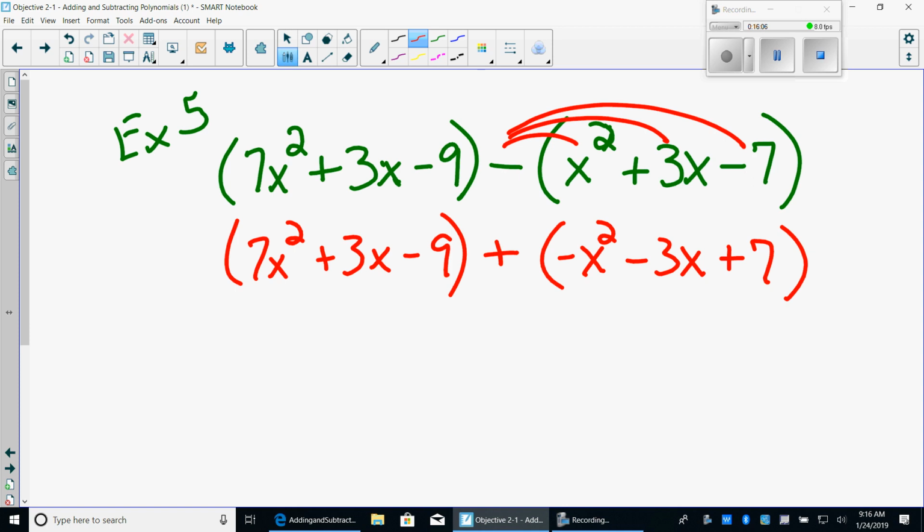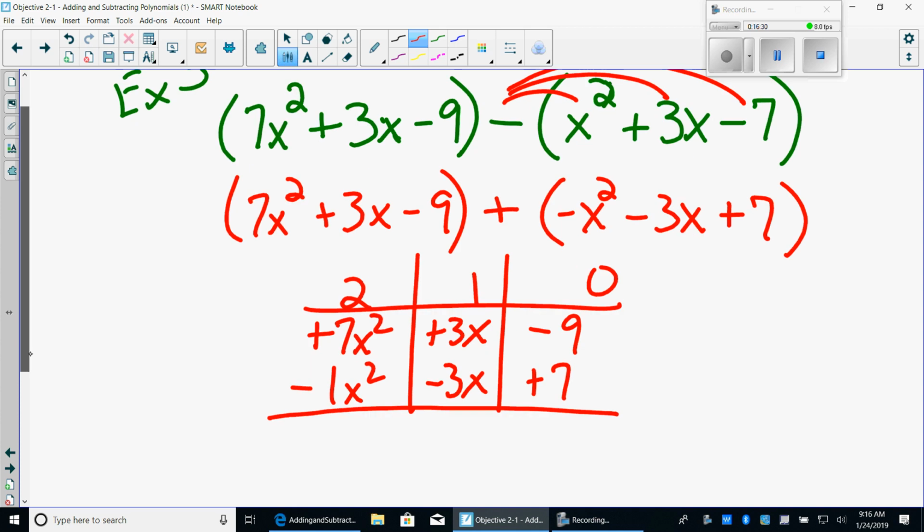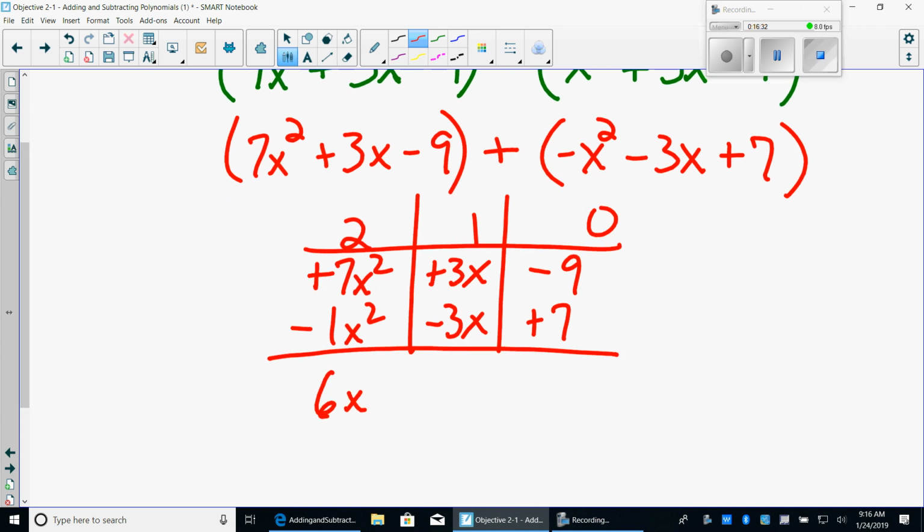Okay? Then we see degrees of 2, 1, and 0. Okay? So 7x squared goes in the 2. 3x goes in the 1. And then negative 1x squared, negative 3x, minus 3x, plus 7. And then it equals 6x squared. All right. So this equals 6x squared.